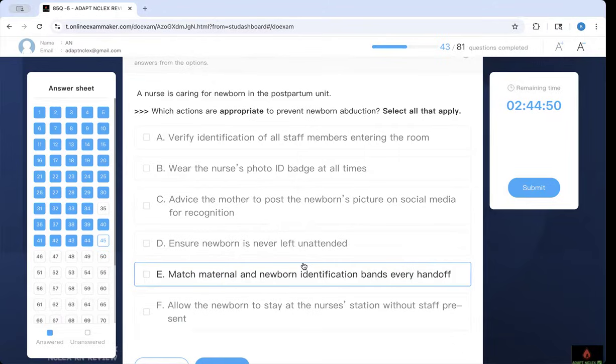What would you do? Verify identification of the staff members entering the room. Wear the nurse photo ID badge at all times. Advise the mother to post the newborn picture on social media for recognition. Ensure the newborn is never left alone. Match maternal and newborn identification bands at every handoff. Allow the newborn to stay at the nursing station with staff present.